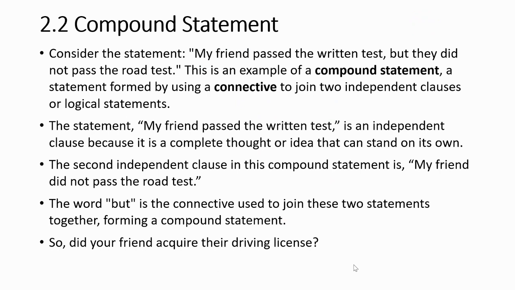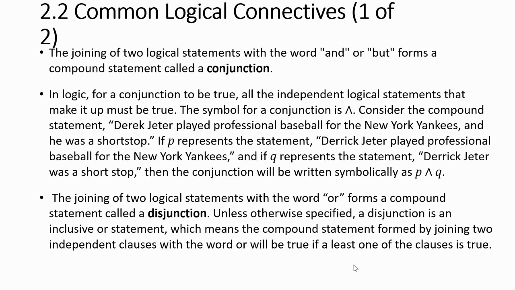So the statement, my friend passed the written test, is an independent statement because we could finish the sentence there, right? My friend passed the written test. End of sentence. And secondly, my friend did not pass the road test. Again, that is an independent thought. That's an independent statement. We could finish the sentence there. However, the word but is the connective used to join these two statements together. So did our friend get their driver's license?